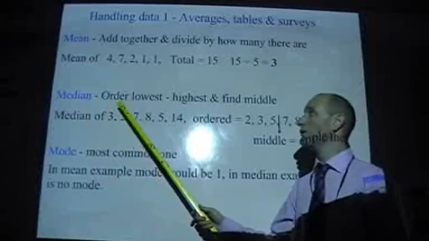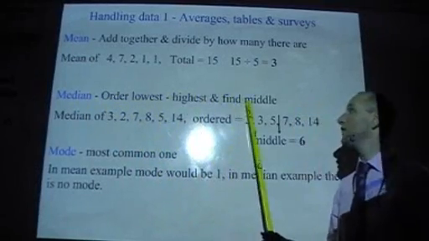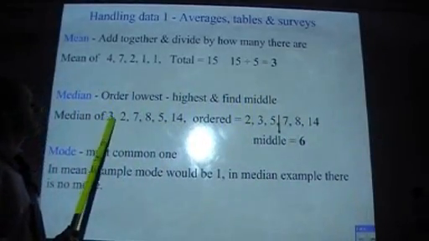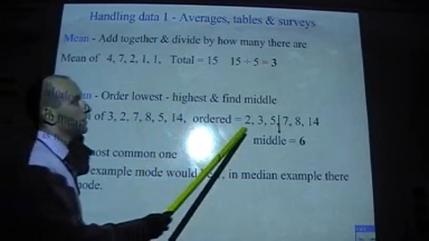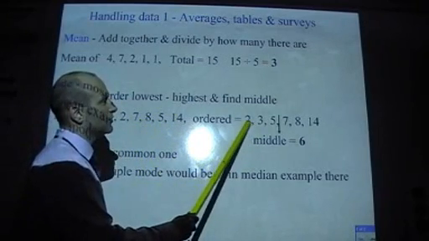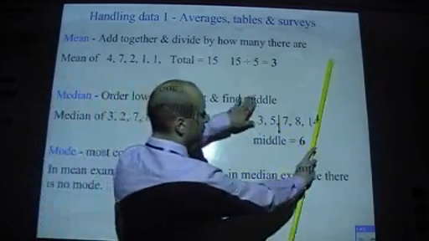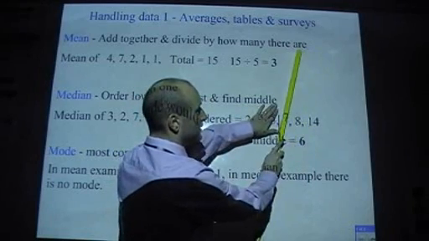Median, you order lowest to highest or highest to lowest, and you simply find the middle value. So in this case, I have these numbers 3, 2, 7, 8, 5, 14. I order them 2, 3, 5, 7, 8, 14, and then I cross one off from each end, next one in, and so forth to get to the middle.